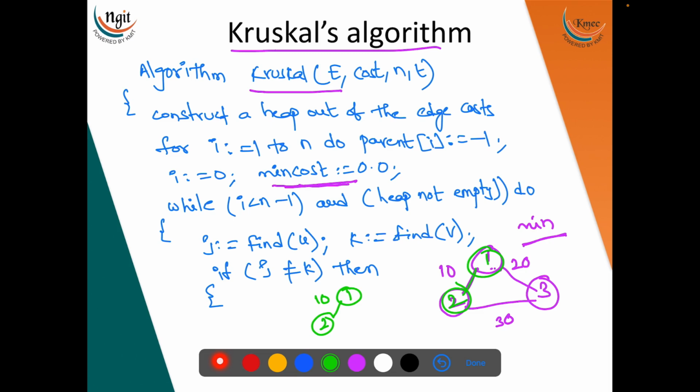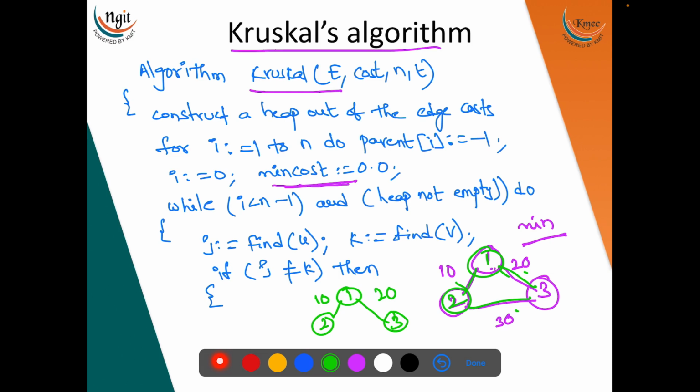Next, you have two edges, this and this. Among these two, whichever has the minimum, you have to consider. 2 to 3 has the minimum, so we'll take this 20. Right. Now the principle is what? Maybe you are finding the same solution. The solution is the same for Prim's and Kruskal's for this graph, but the procedure is different.